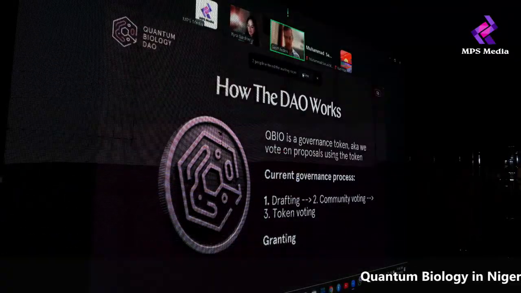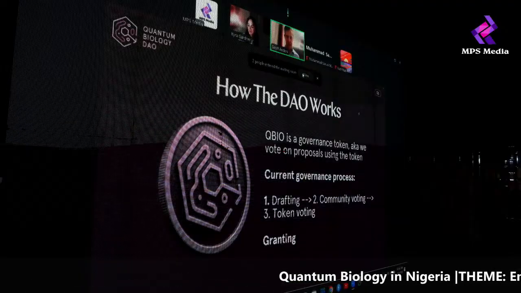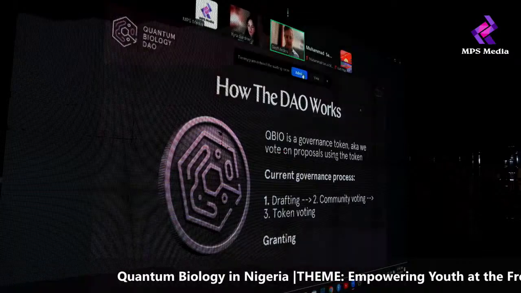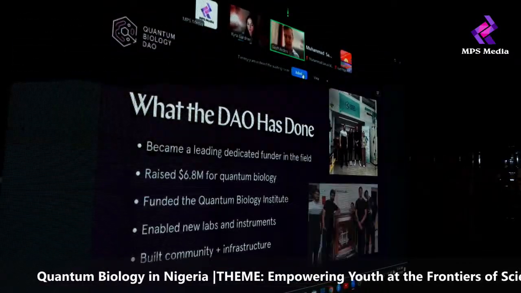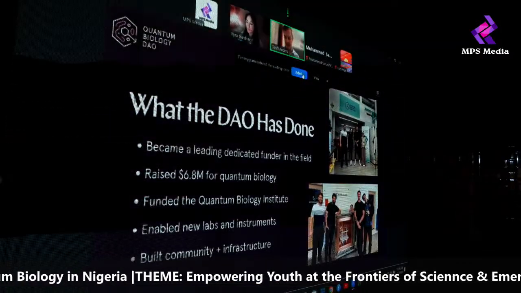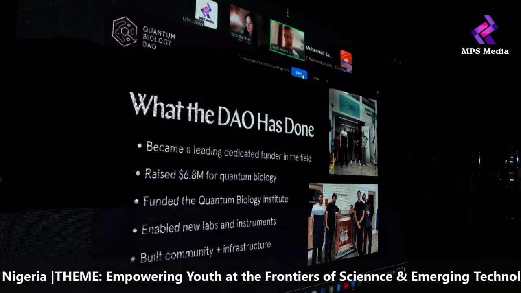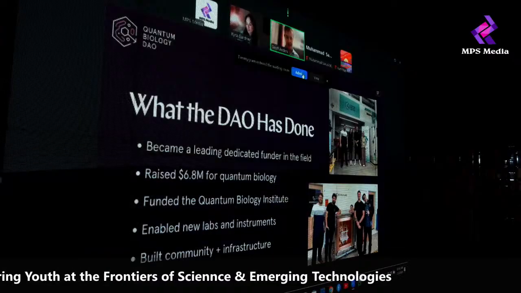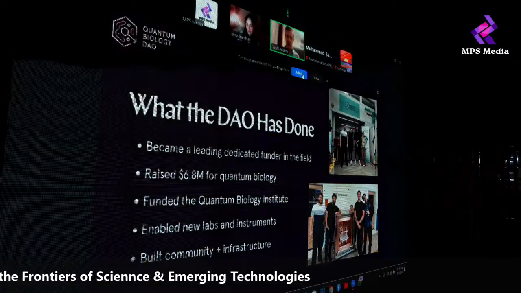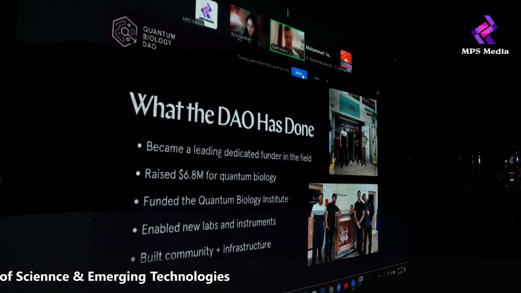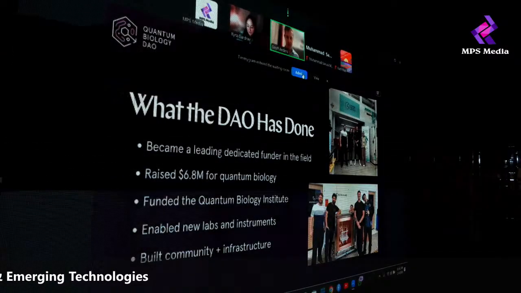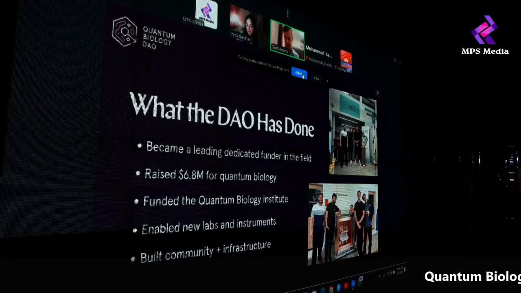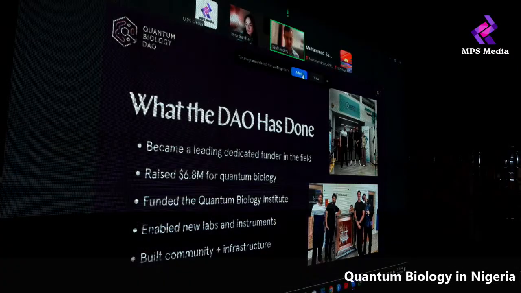So that's more process, but in terms of what we've done, right now the Quantum Biology DAO is the largest dedicated funder in the field of quantum biology. At the end of 2024, we raised $6.8 million for quantum biology. We funded the Quantum Biology Institute, which is working on building a microscope that will allow us to probe quantum states inside cells at room temperature. And Kira will say something about the community and infrastructure that we've been putting together.